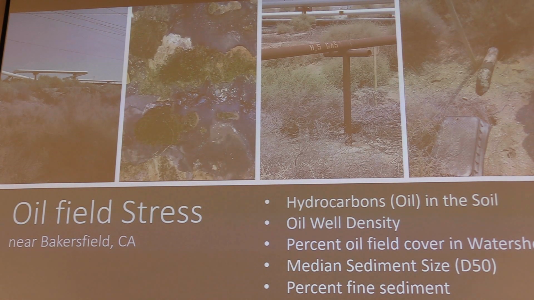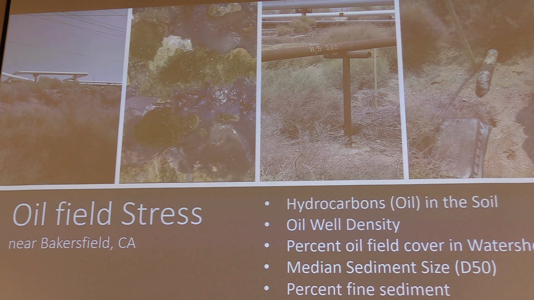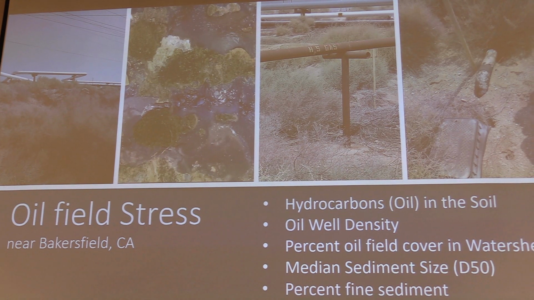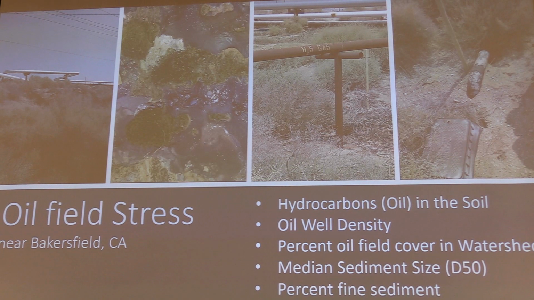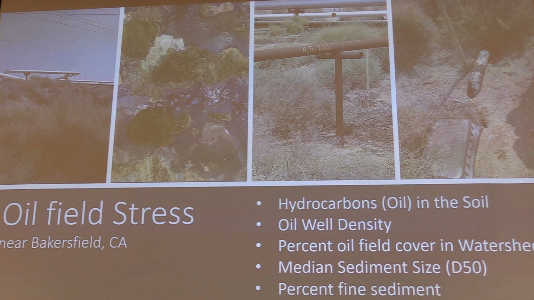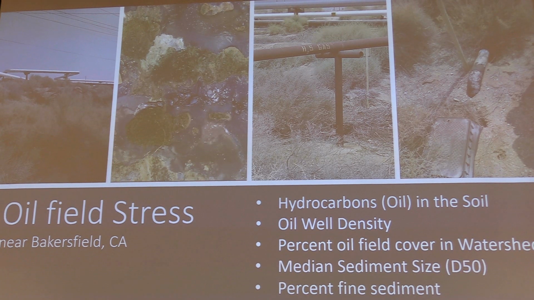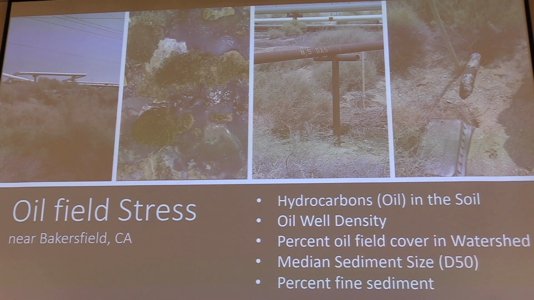So, what kind of stresses are in these oil fields? Well, first of all, oil in the stream channel, in other words, hydrocarbons in the soil. Another is how many oil well pads are within the watershed that we're studying. The third one that we looked at is percent oil field cover, so anything deemed oil field associated cover, such as the piping, the actual oil well pads themselves, and some of the roads that people use to transport the oil and that sort of thing. All of that is considered the oil field cover. The last two have to do with the sediment actually in the channel, and we use pebble counts for those.